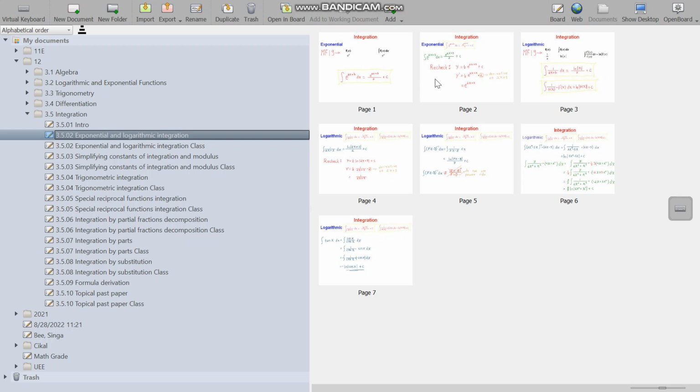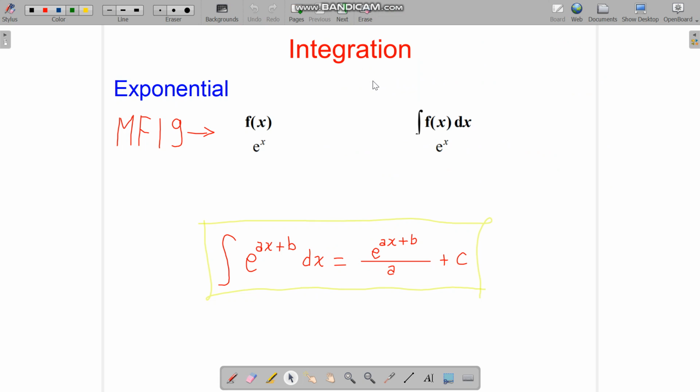Hello everyone, this video is about exponential and logarithmic integration. So on MF19 you see this formula. If f of x is e to the power of x, then the integral of f of x dx, so the integral of e to the x dx, is e to the x. So exactly the same, which makes sense because the derivative of e to the x is e to the x.